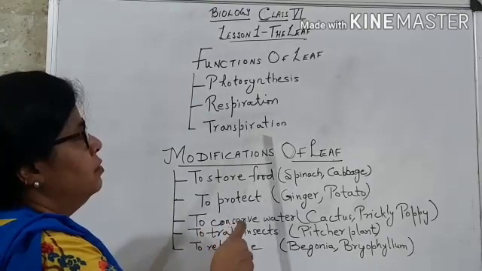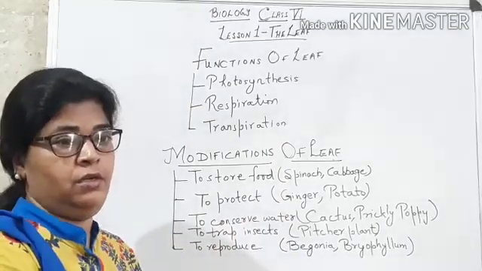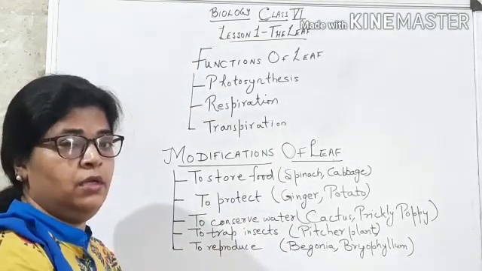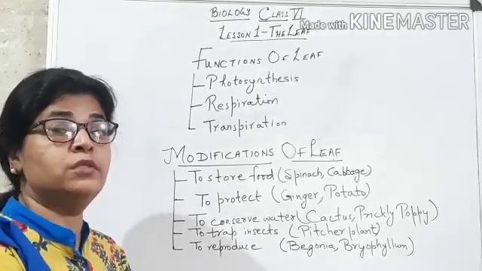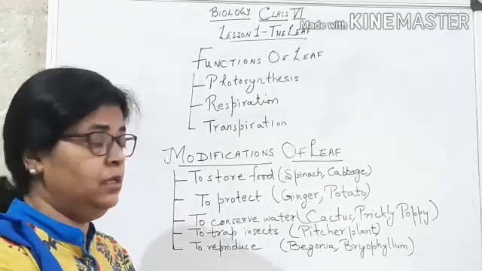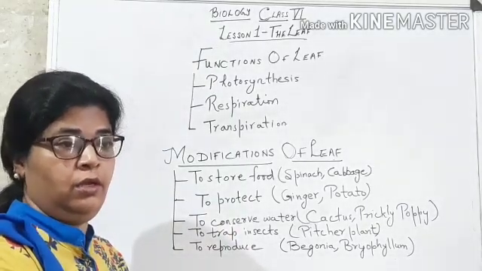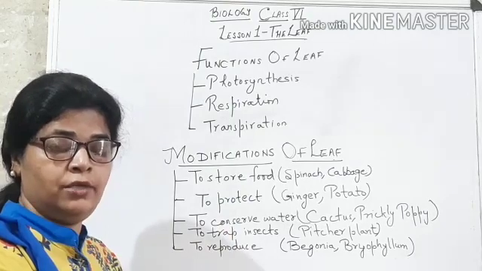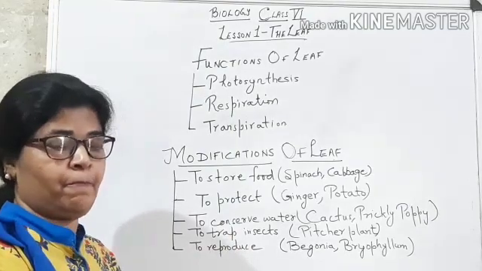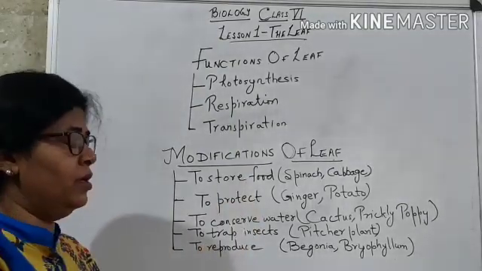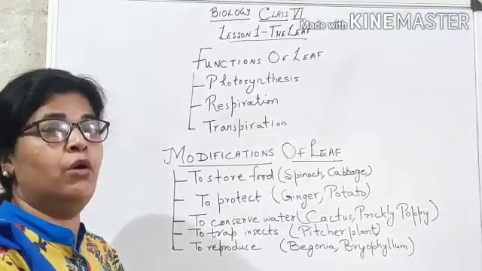Then the last main function of leaf is transpiration, where the plant leaves give out excess water as water vapor through tiny pores in the leaf called stomata. This process helps the plant to cool in hot summers, especially high temperatures, as well as it causes upward flow of water. Besides these three main functions, leaf can do some other functions also if it gets modified.